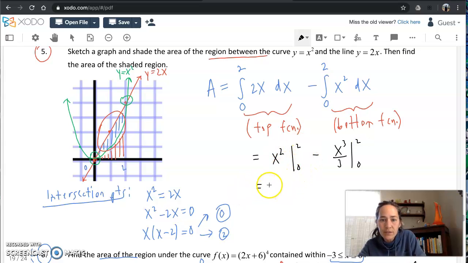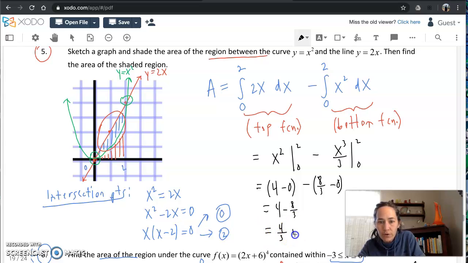We'll do the plug-in, start with the top number, so 2 squared minus 0 squared. And you're subtracting the area under the green curve. We'll plug in a 2 and get 8/3 minus another 0. This is just like saying 4 minus 8/3. And you can always leave your answer as an exact fraction or a rounded decimal. I'll say 4/3, 1 1/3 units squared, or 1.3 repeating.